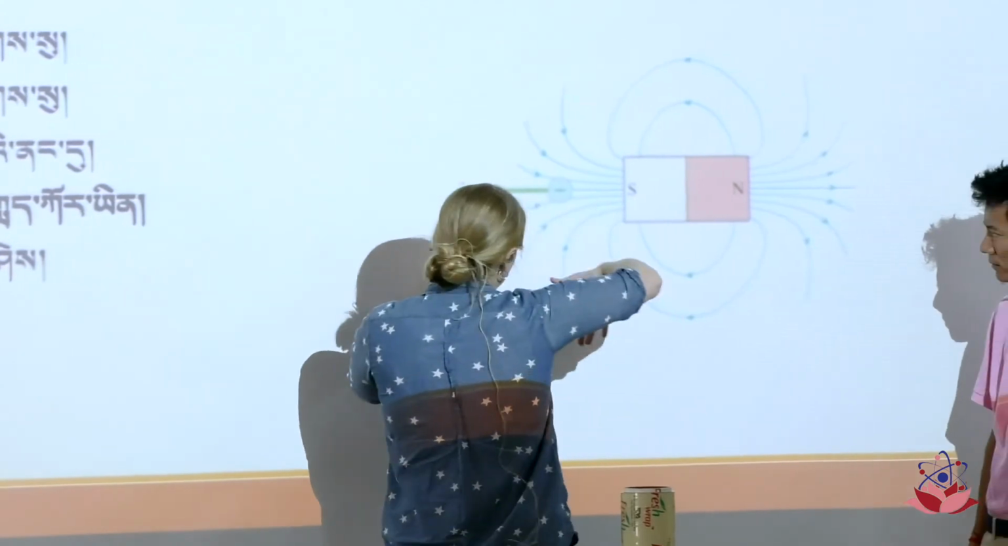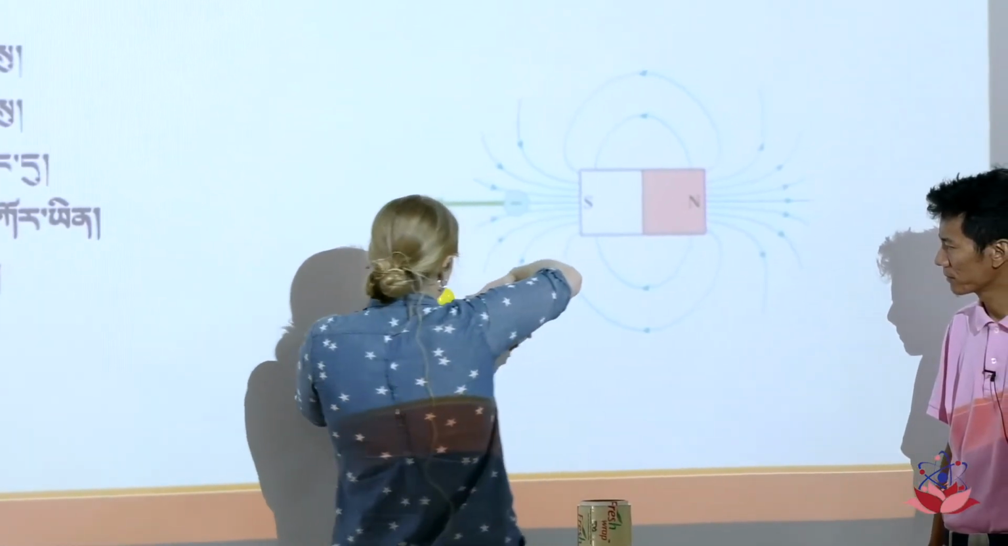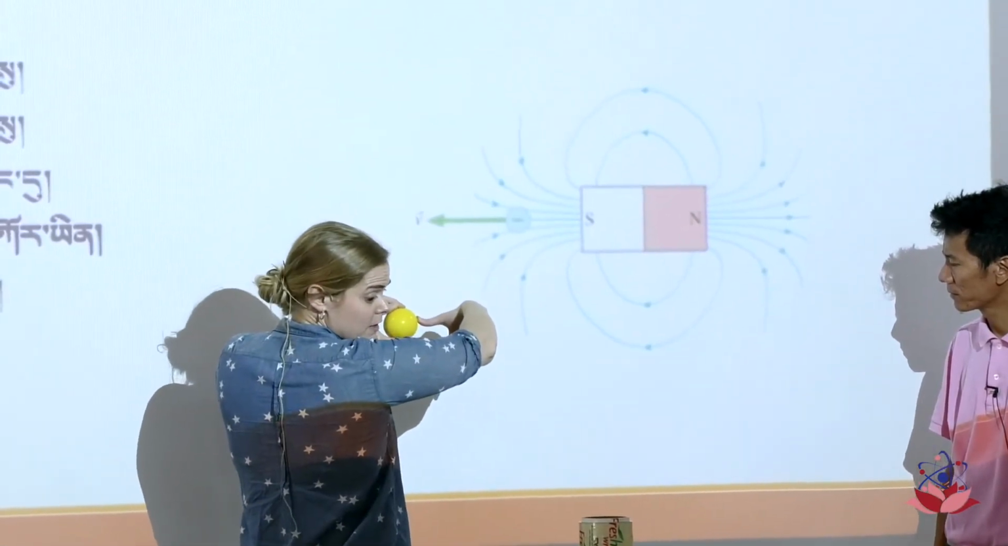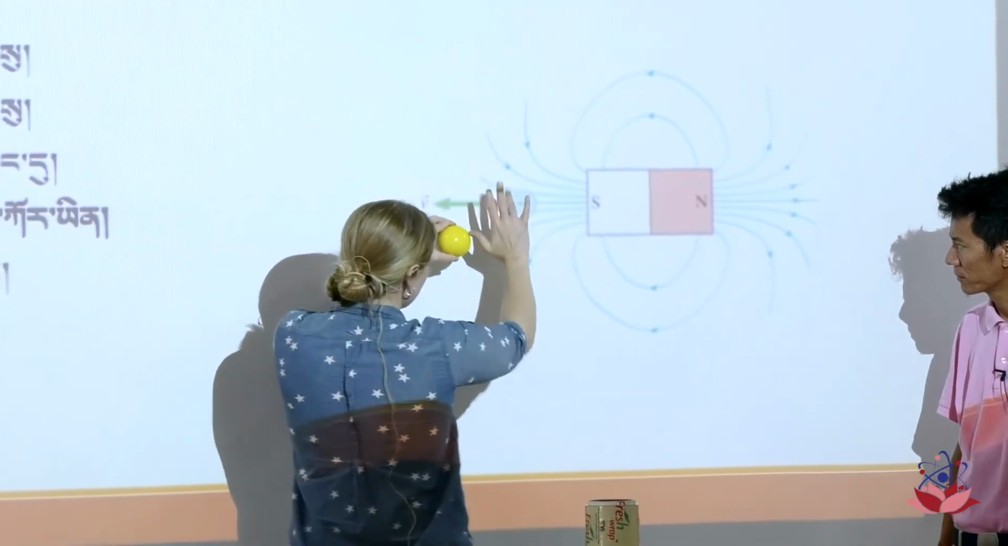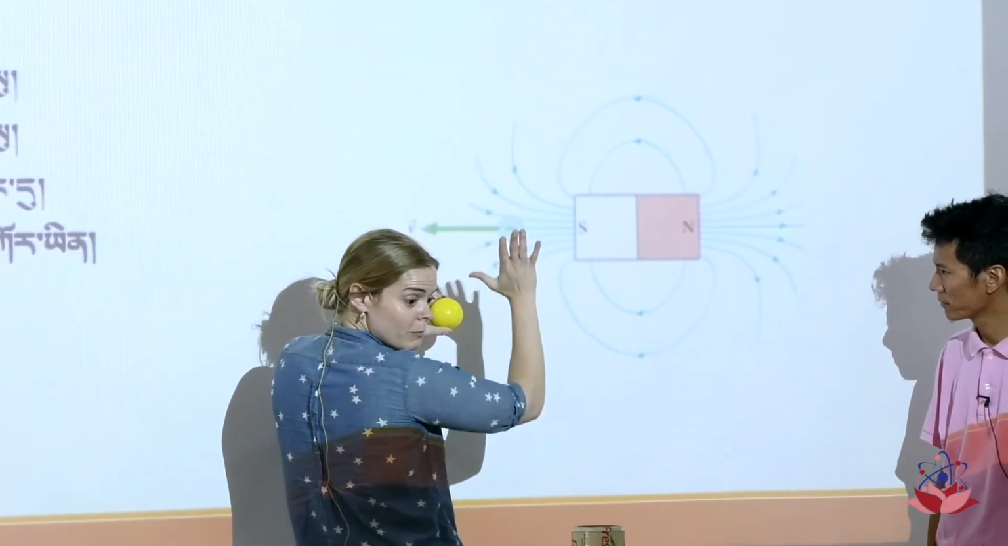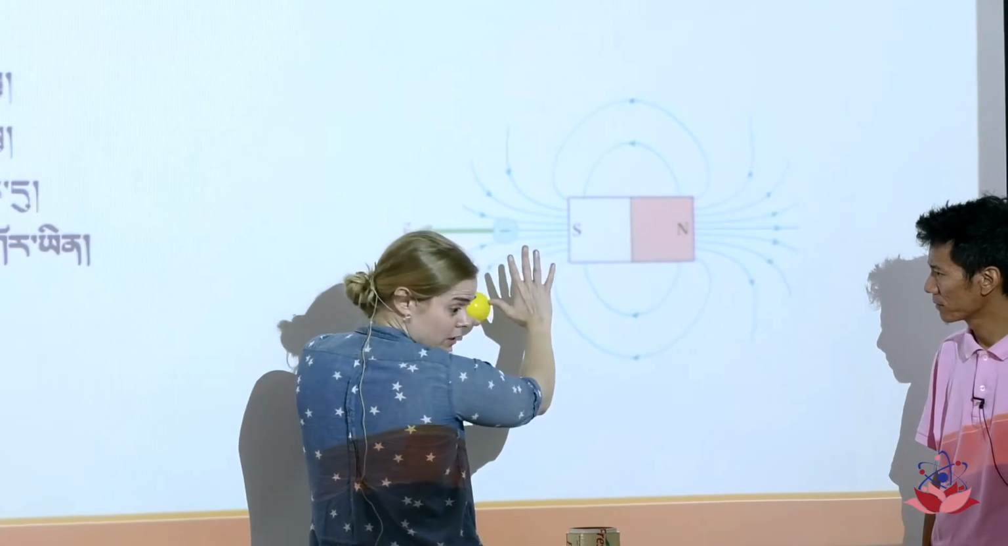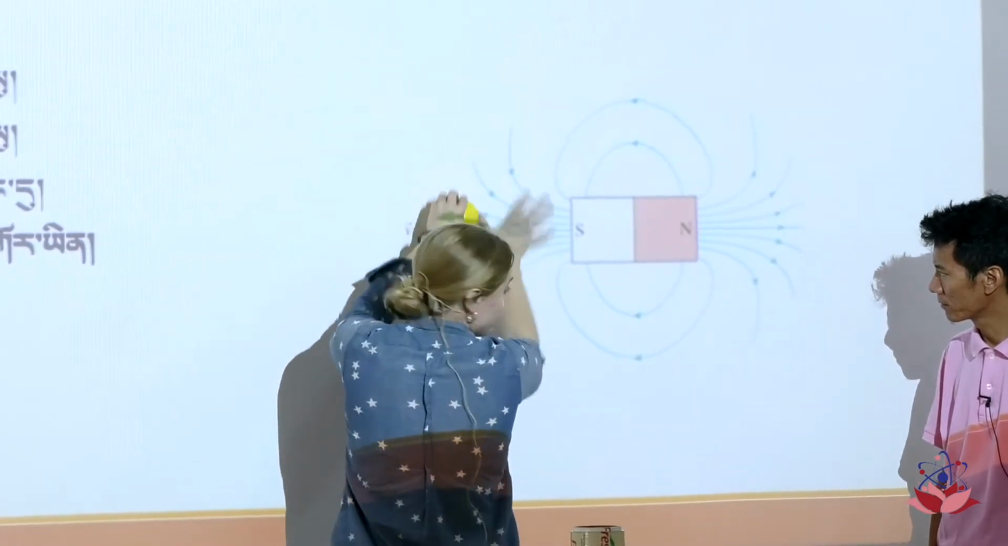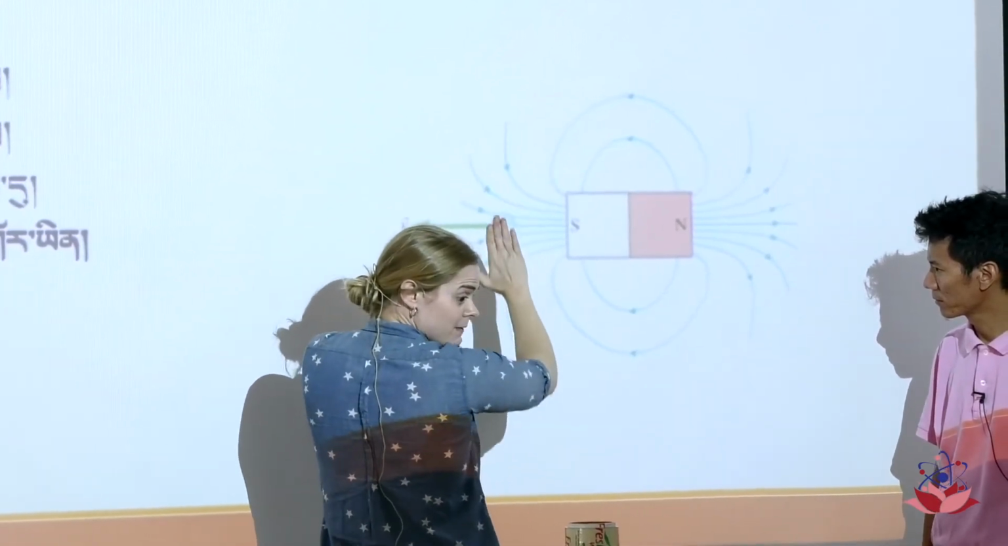So here I would put my thumb in the direction of the velocity, and even though it goes up here, I still point my fingers just in the direction of the magnetic field. It doesn't matter that it doesn't match up with this picture, it just has to be in the correct direction.